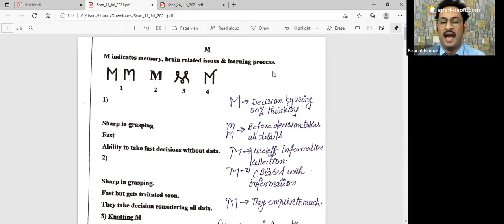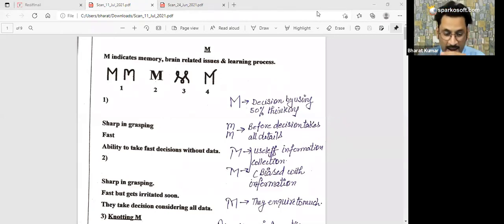So actually M indicates memory. It is related with the brain. Last time we also studied M, but in a slightly different way. So today we are going to study it in big detail. We have many different types of writing patterns of M, and I have given many different patterns of writing M here.